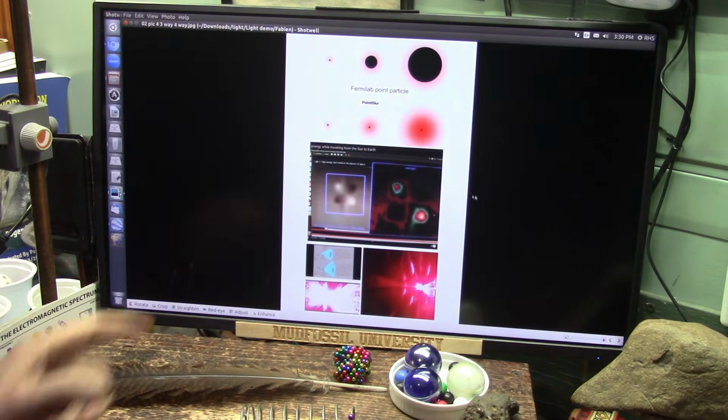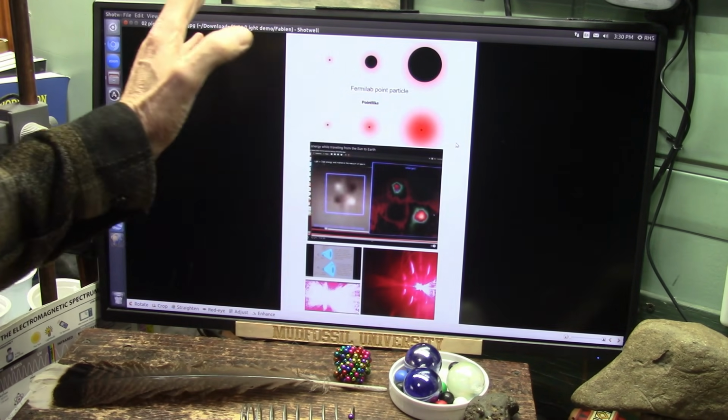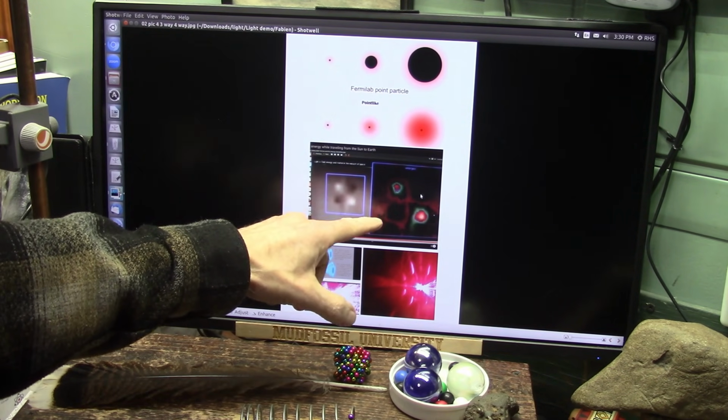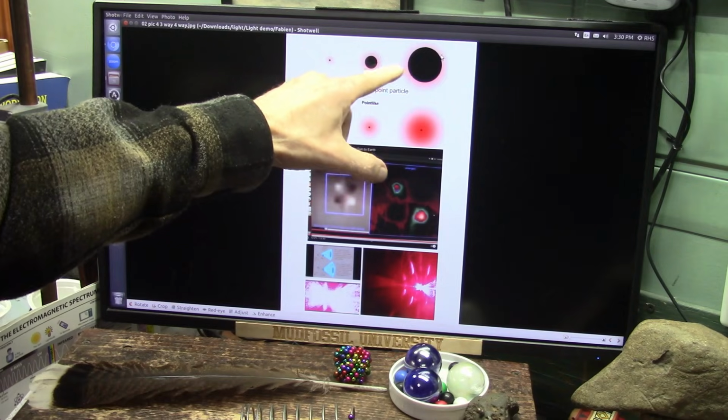And these are the same particles they found at Fermilab. Exact same, identical particles. These are our black ones. And they have a glow around it, see?